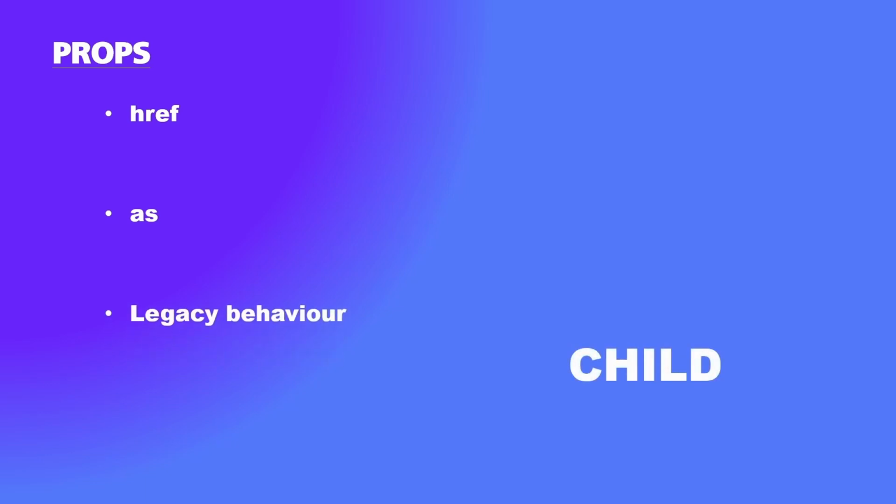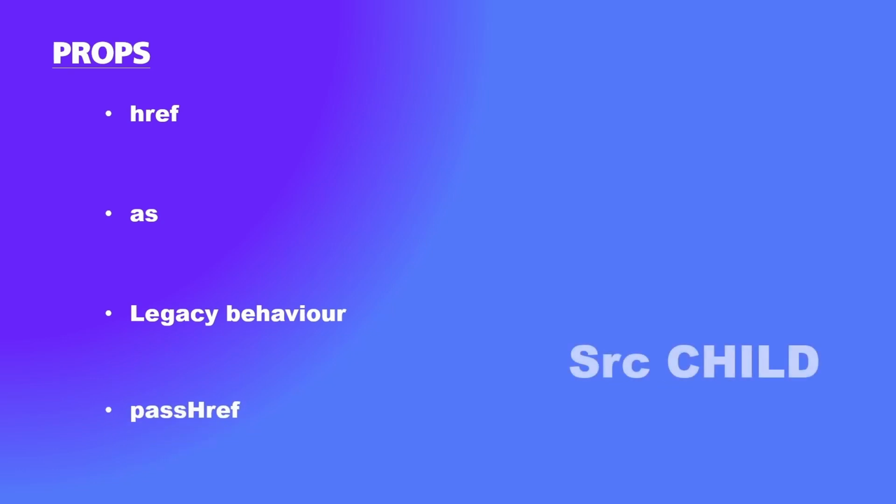Next, legacy behavior. If we add legacy behavior to the link component, the link component should have a child component as an anchor tag. With legacy behavior, if I pass href, it will provide the href, which means the destination, and classes and styles to the anchor tag. So the class names and styles of the link component are forwarded to the anchor tag.